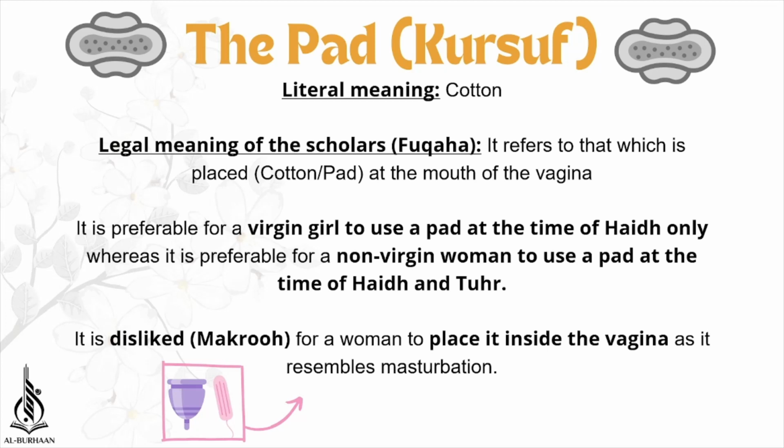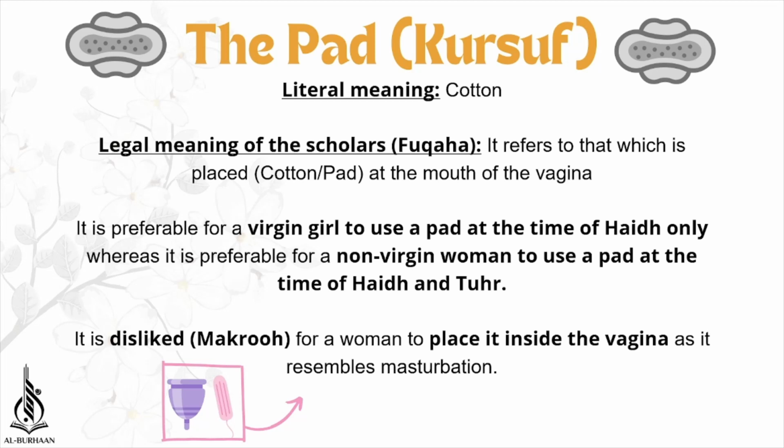It is makruh and disliked to put anything inside the farj. Why? We look at it at the bottom there, because it resembles masturbation, and anything that resembles that must be avoided. So that is why it is disliked and makruh to use something that goes inside the farj, and this would include a tampon. This would include the usage of a tampon.